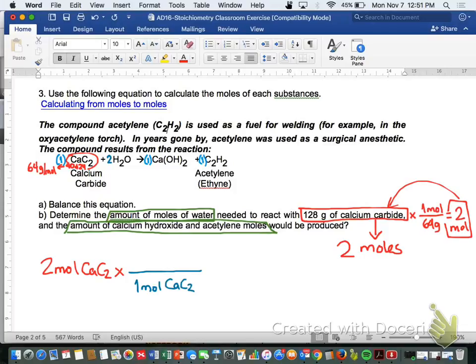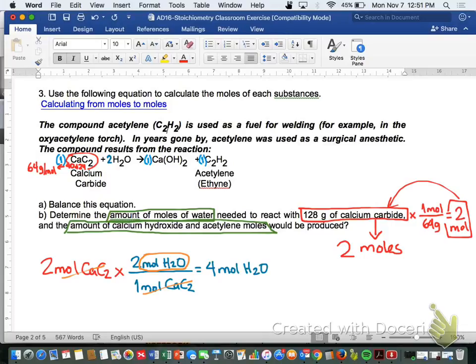So each mole of calcium carbide needs 2 moles of water. This is the conversion factor you will use in case you have another amount that was not so easy to solve. Then you cancel the units here: moles of calcium carbide with moles of calcium carbide. Your answer is in moles of water, and the answer is 4 moles of H2O.